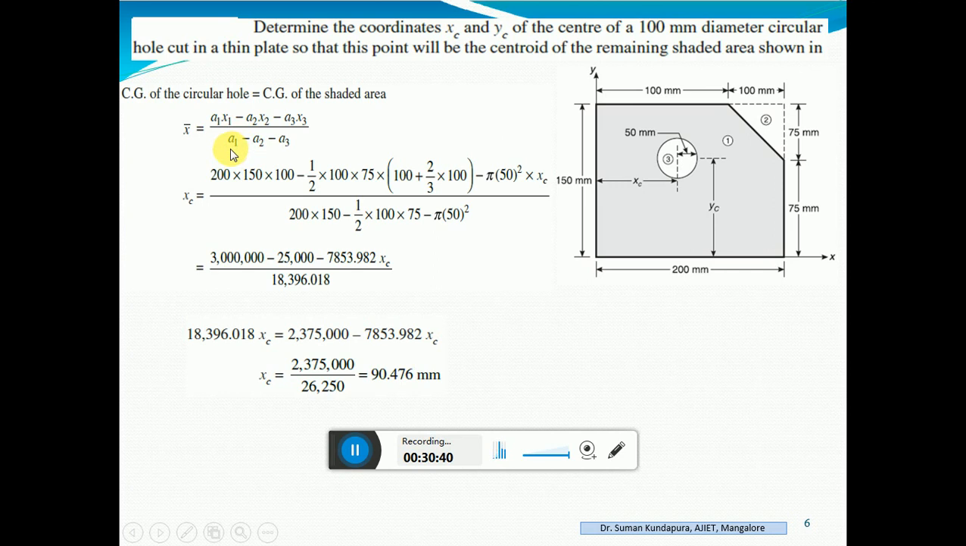Okay. Now only substitute the areas here. Area of the rectangle, area of the triangle, area of the pi square. Negative sign because it is the cutout portion. Go on simplifying the equations. You will get here xc. Carry the denominator to the right hand side, left hand side. So it is this much. On the right hand side, go on simplifying. You will get it in terms of this much. So take the x terms on one side, and find out what is xc. You will get 90.476 millimeter.